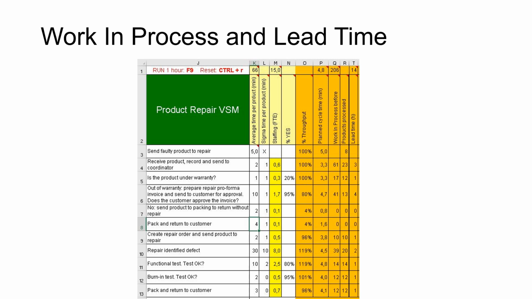Lead time is equal to work in process times throughput. T1 has the average total lead time, in hours, for one product from the time it is received from the customer until it is returned repaired.